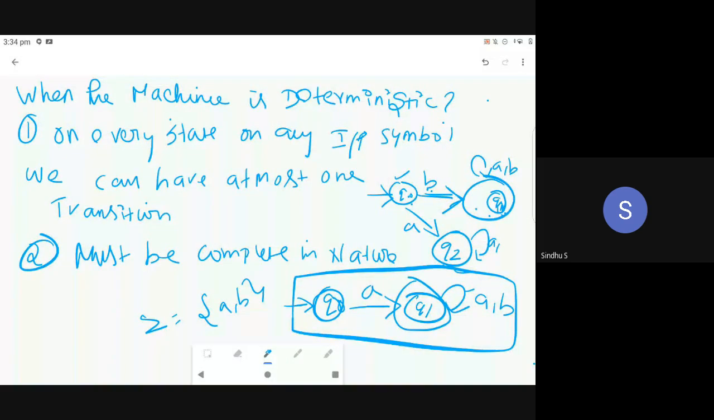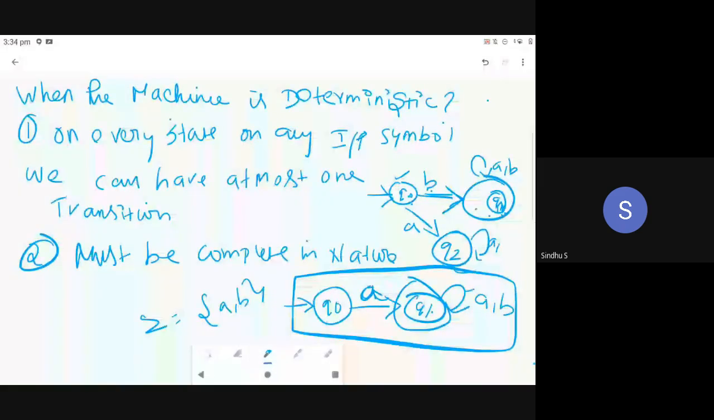Starting from the initial state to the final state, Q naught is not taking the A and B inputs, right? So how is this deterministic? That is what I'm telling. Q naught is taking A, but it is not taking B. See, Q naught, when applying A, is moving to Q1, right? So it is not dealing with B. That's why I'm telling you that this is not deterministic. I'm just giving this example. This is not complete, so this is not deterministic.